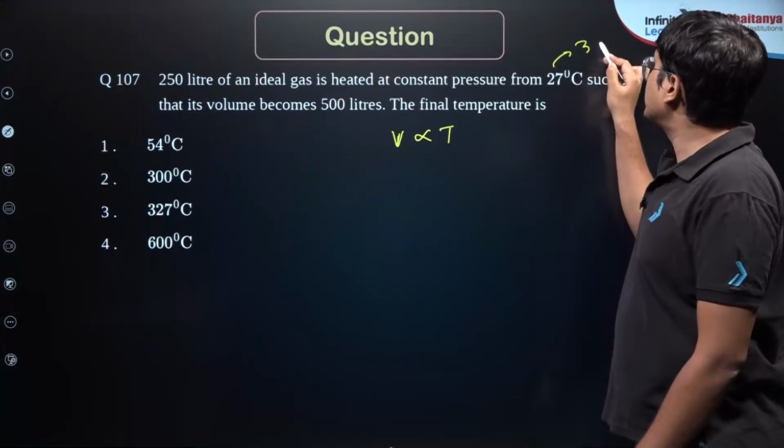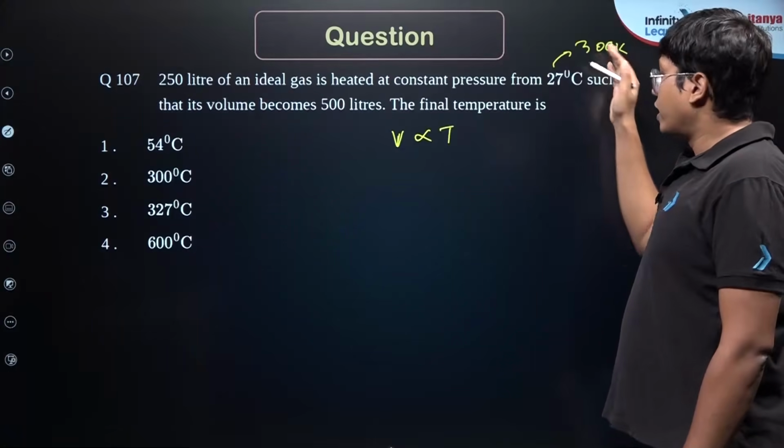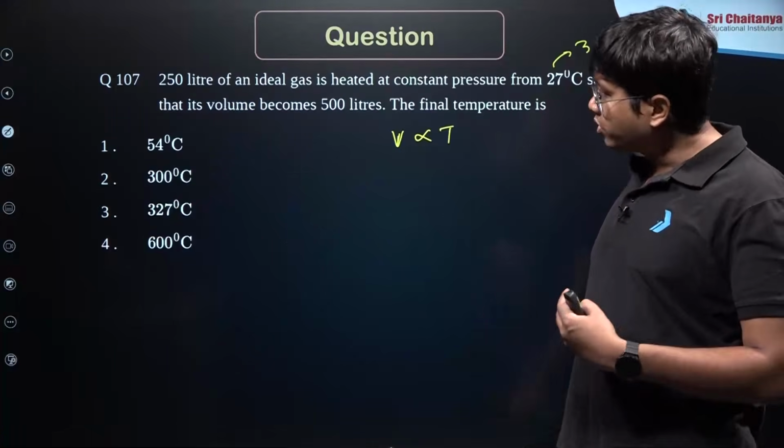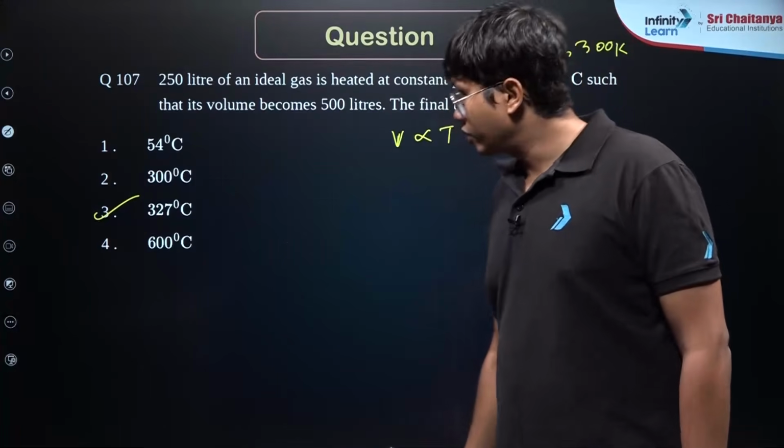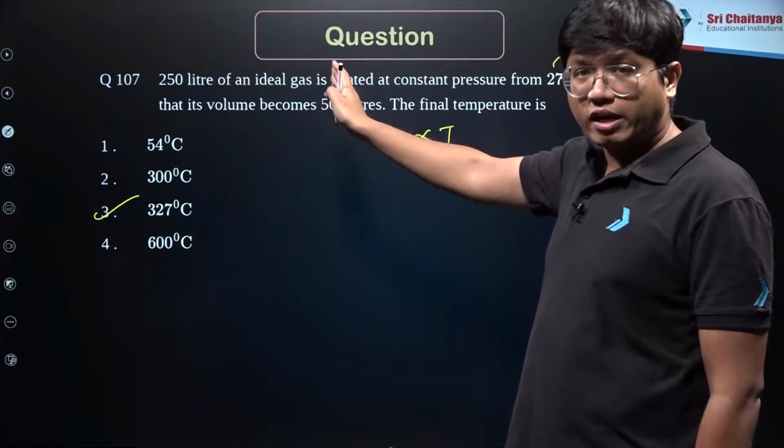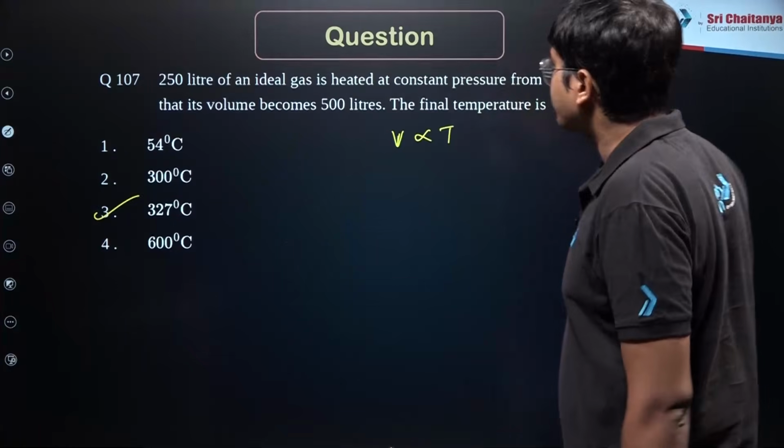27 degrees Celsius is basically 300 Kelvin. So if it doubles, it will become 600 Kelvin. So 600 Kelvin is 327 degrees Celsius. That's the answer. Don't go with 54. You have to always work thermodynamics with Kelvin, temperature in kelvins.